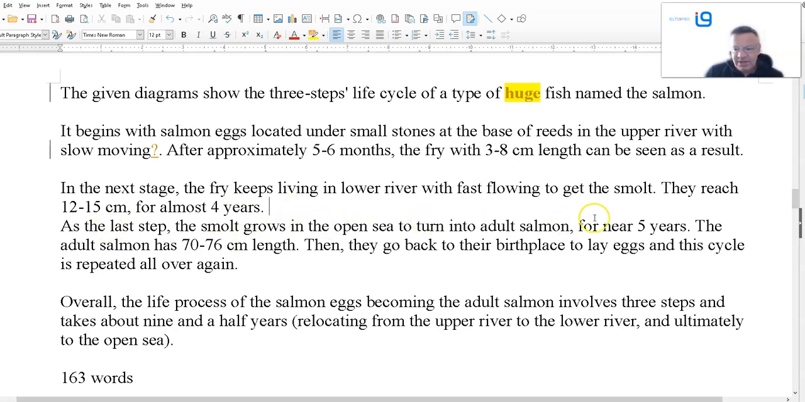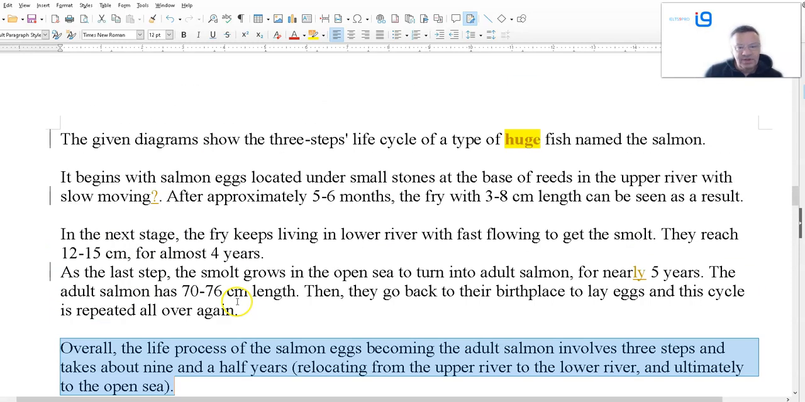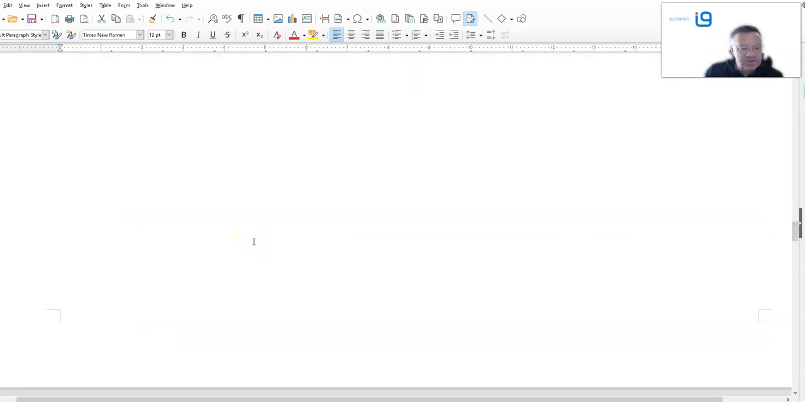A smolt is presented in salmon for nearly 5 years. That's again word order. Adult salmon and length, then they go back to birth at the age of 7. So I would put that overview, paragraph 2. Okay? Because it's an overview, overview. It's not an underview. It's an overview. So I would do that. 163 words, not too bad.